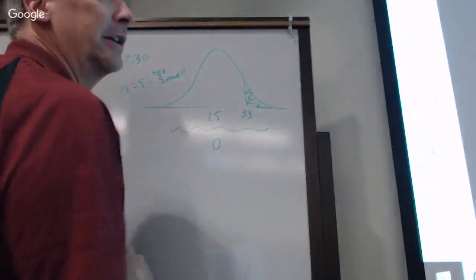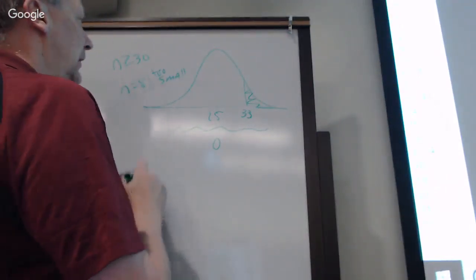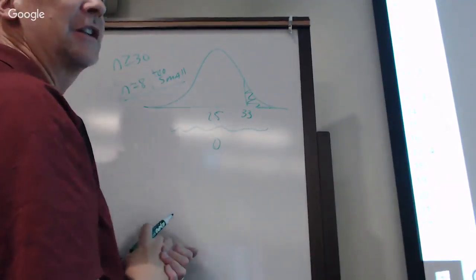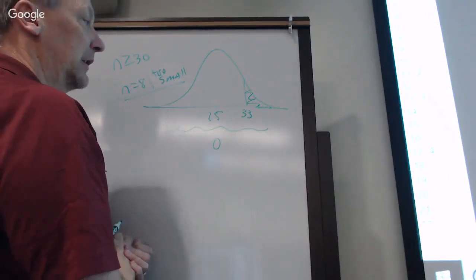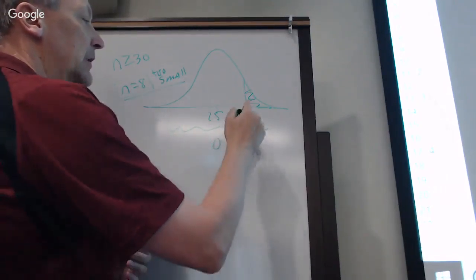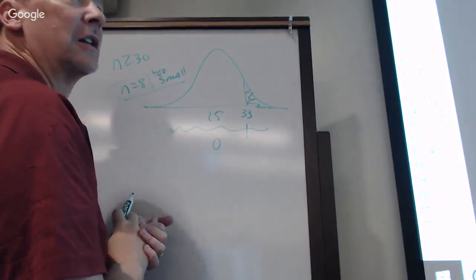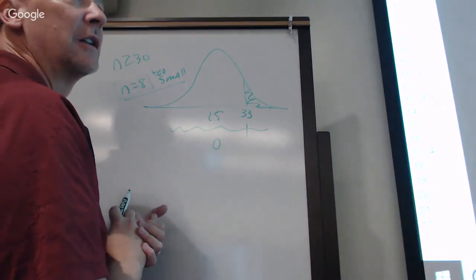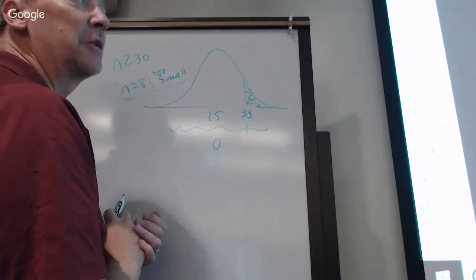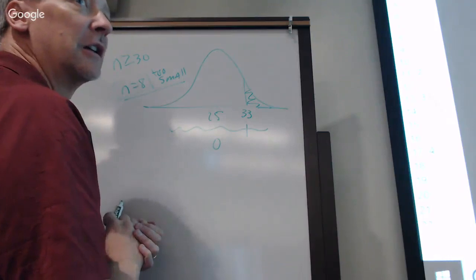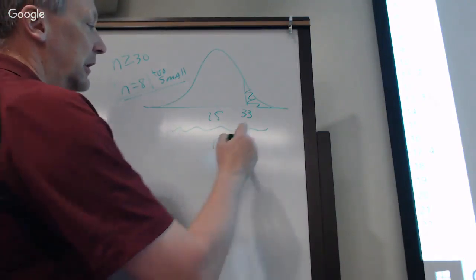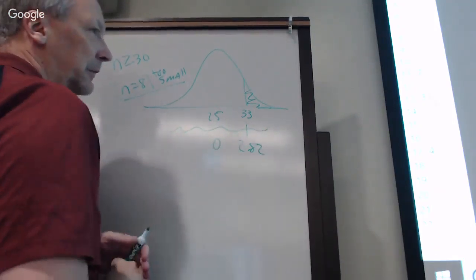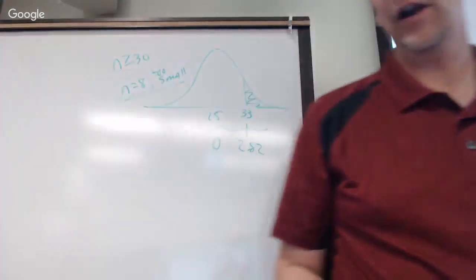Okay, we want that area, right? I hope so. Now, even though this is too small, we're going to finish it just for practice. What value does 33 correspond to? It's the z-score we just calculated, which was 2.82. 2.82, right? Okay.